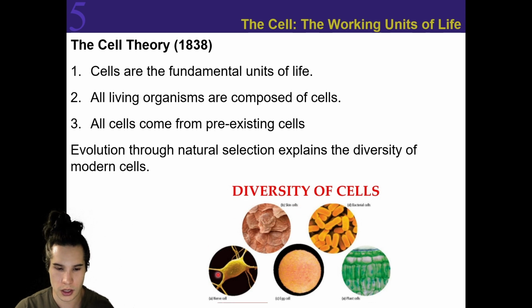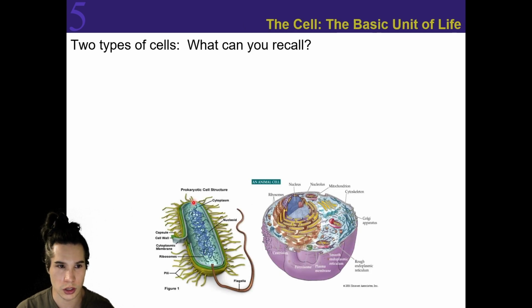So things like our skin cells, nerve cells, egg cells, which eventually proliferate and become multicellular organisms. Same with your plant cells. All these are multicellular eukaryotes, though there are still some single-celled eukaryotes that exist. And the reason for all of this diversity is because of evolution through natural selection.